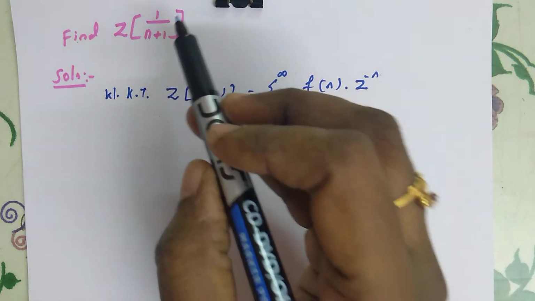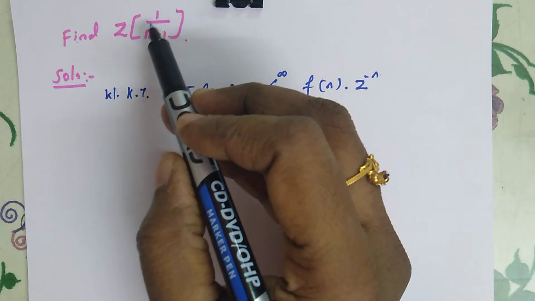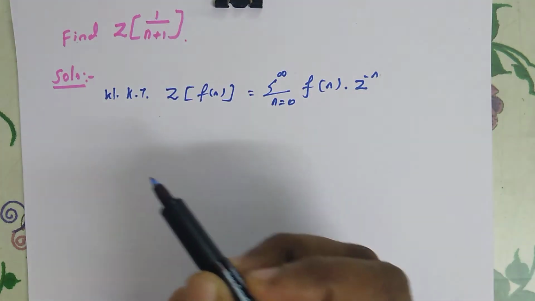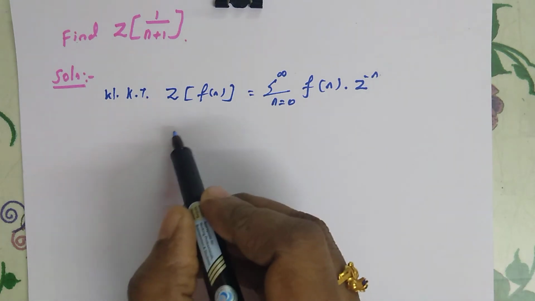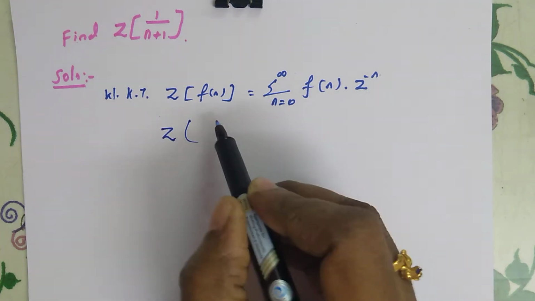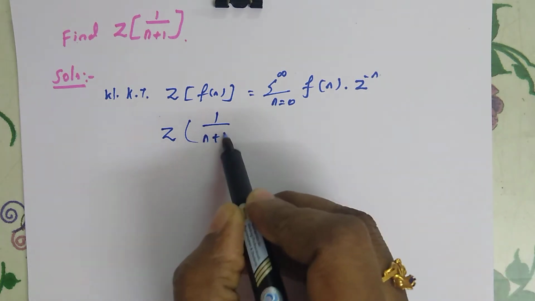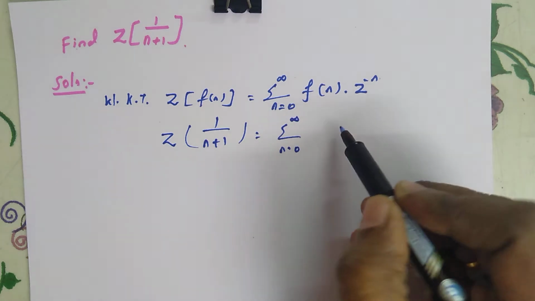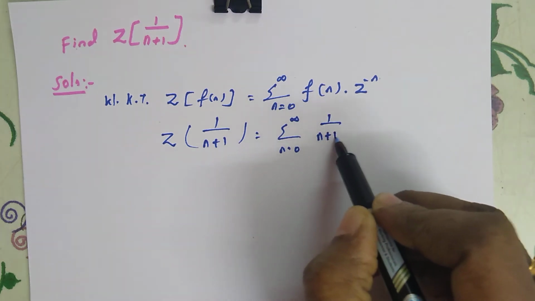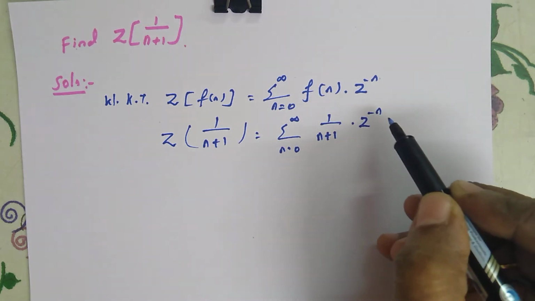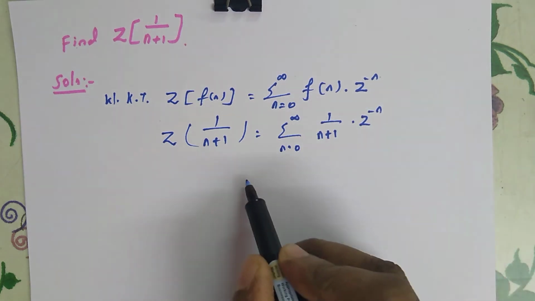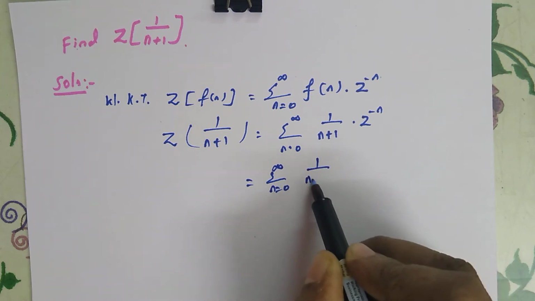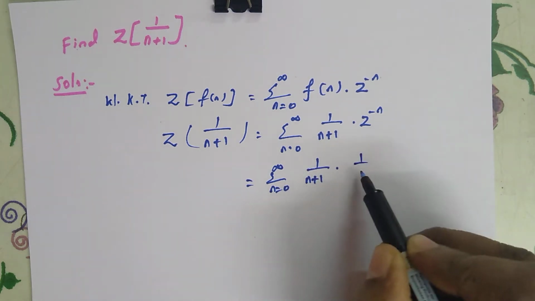Now look at the question. We need to find the Z transform for 1 by n plus 1. So in the place of f of n, we will replace 1 by n plus 1. So Z of 1 by n plus 1 equal to sigma n equal to 0 to infinity 1 by n plus 1 into z power minus n. Now this z power minus n can be written as sigma n equal to 0 to infinity 1 by n plus 1 into 1 by z power n.